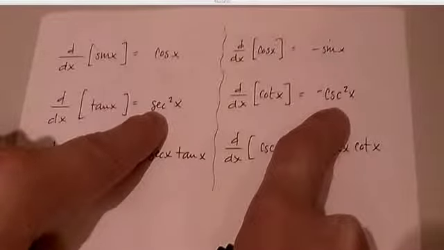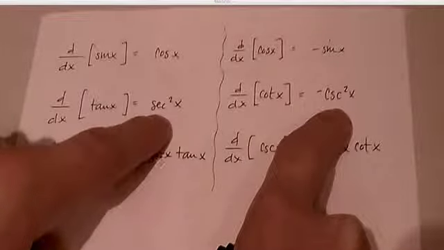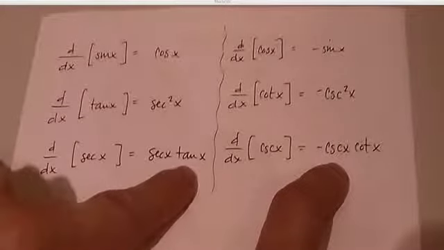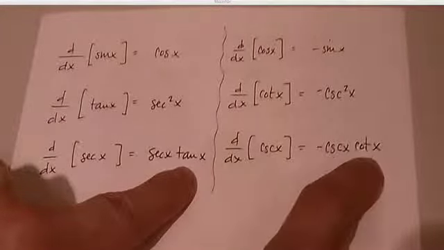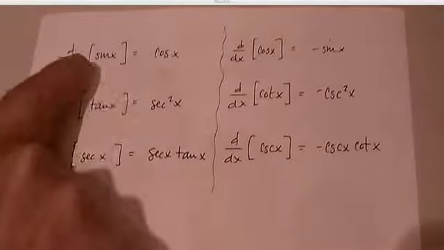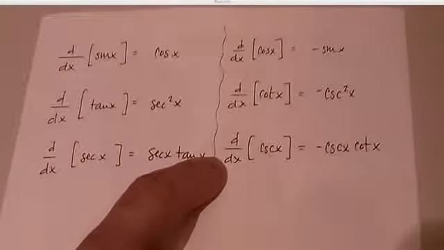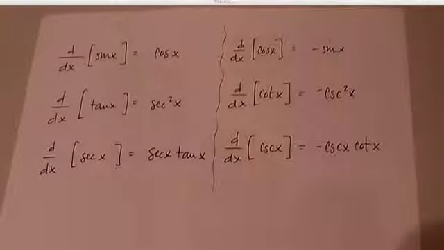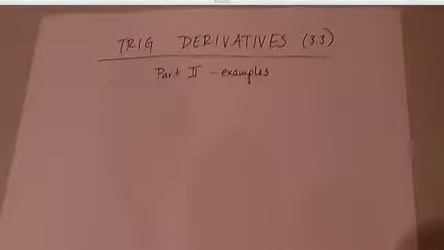This is a negative, and it's the cofunction of the original derivative. Down here again, you get secant tangent, cosecant cotangent, with a negative plopped out in front. So if you remember this one and the pattern, the only two that actually need to be memorized are these two right here. So I won't belabor that point anymore. We'll go ahead and get started with some examples.